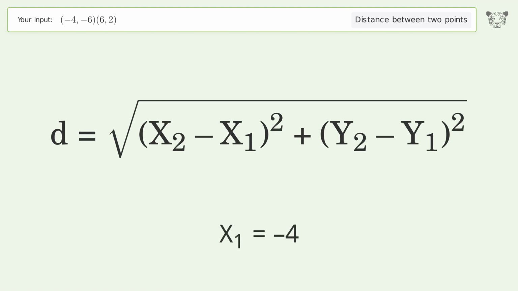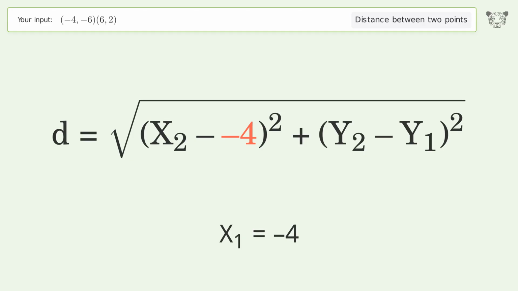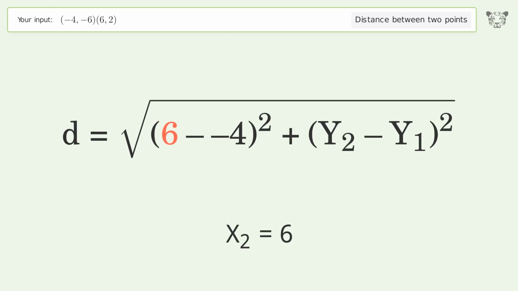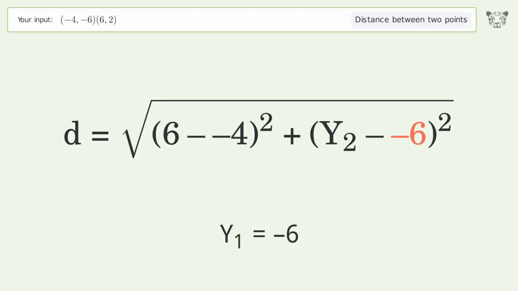x1 equals -4. x2 equals 6. y1 equals -6. y2 equals 2.